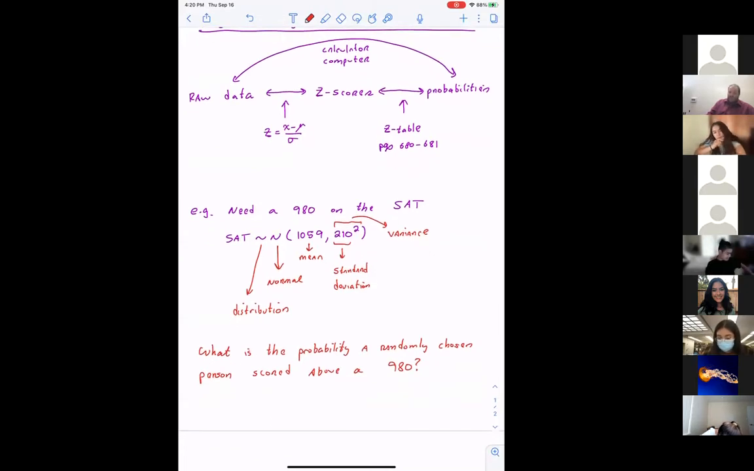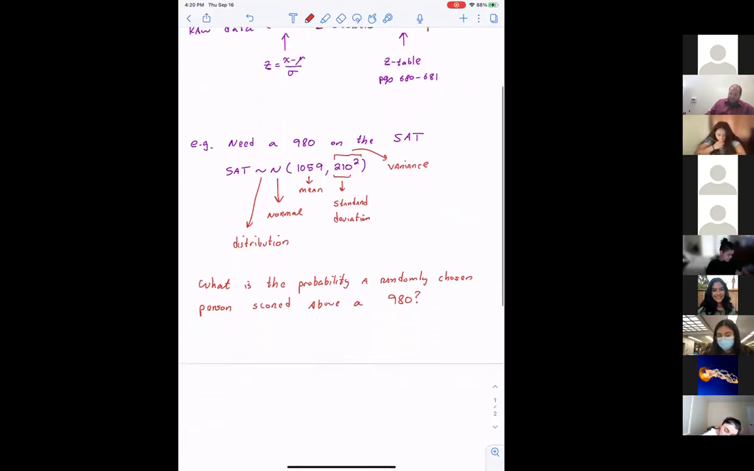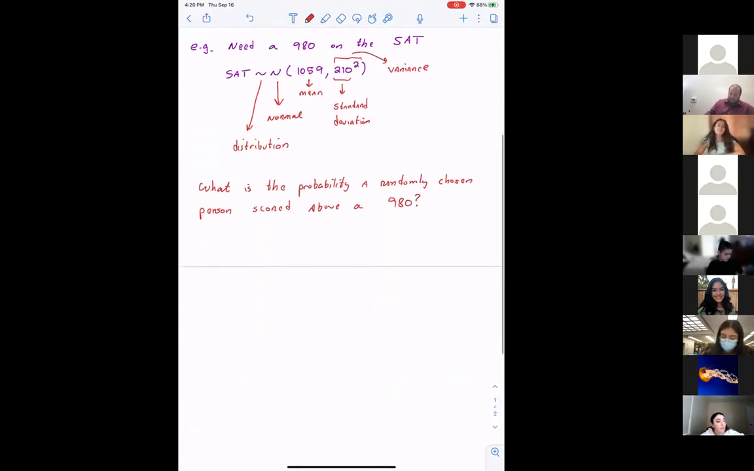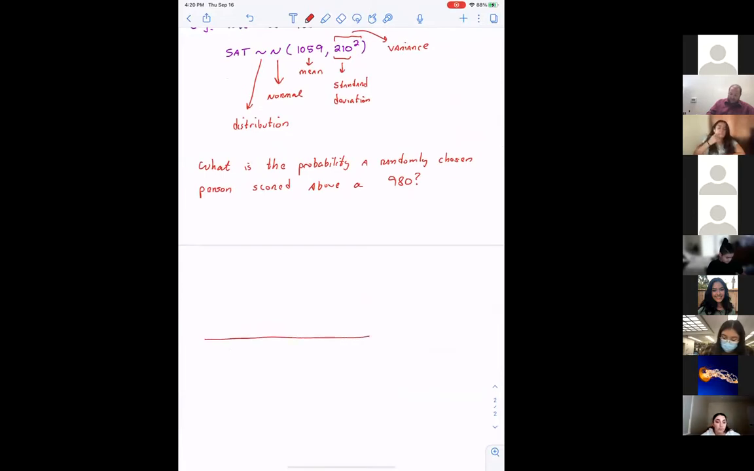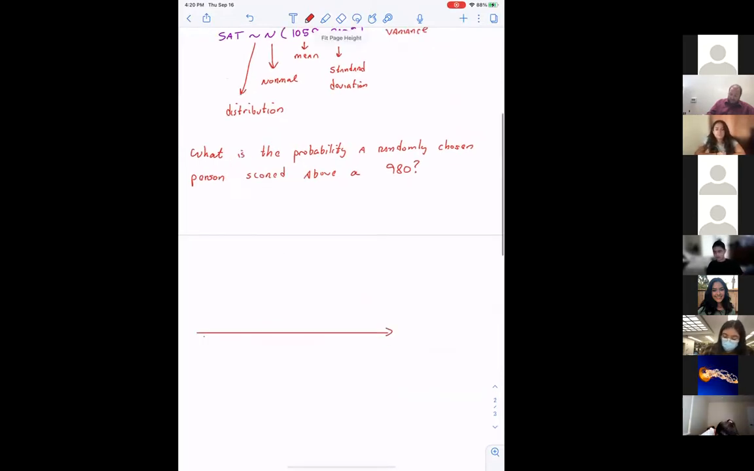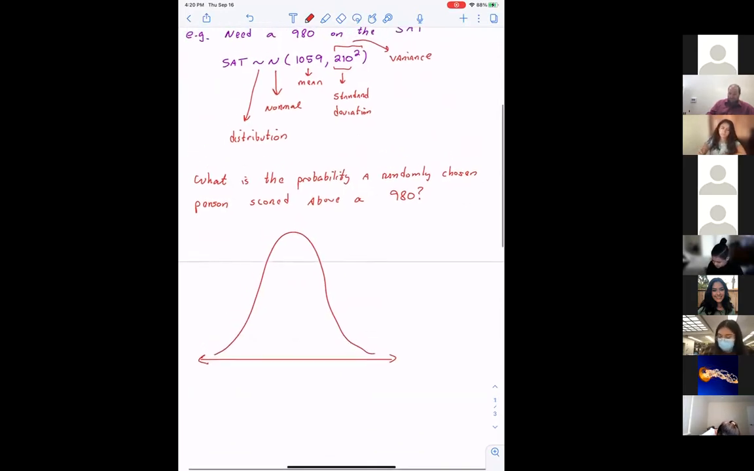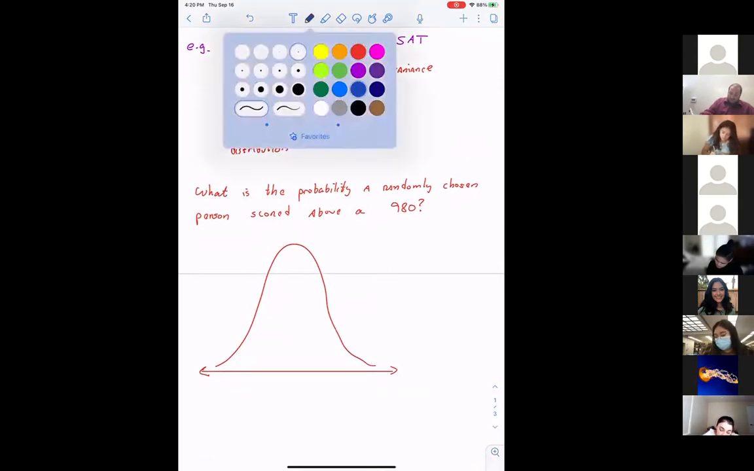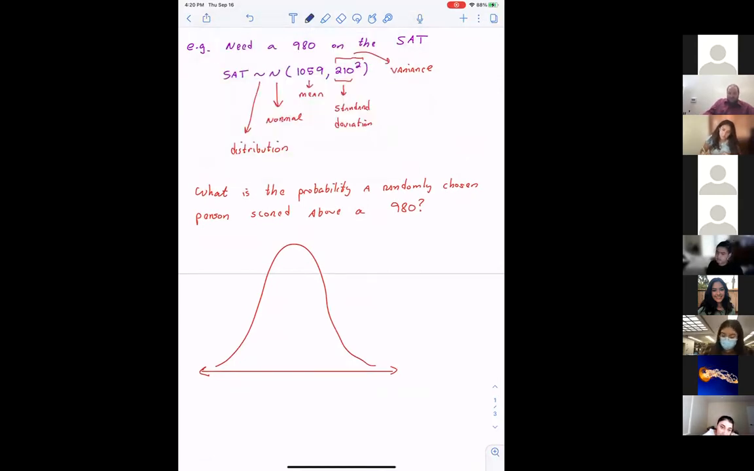So when I do these types of problems, even though I don't need this technically for my answer, I like to imagine a normal curve. I like to draw one. Where is the mean of a normal curve? In the middle. And what is the value of the mean in this particular example? 1059, good, 1059.